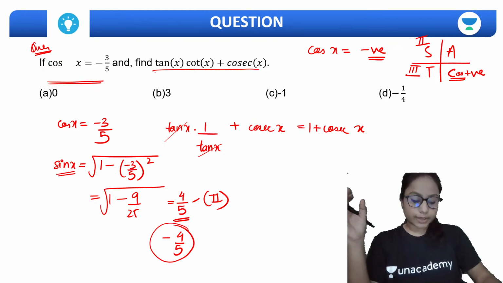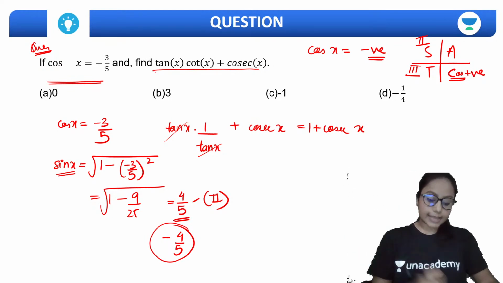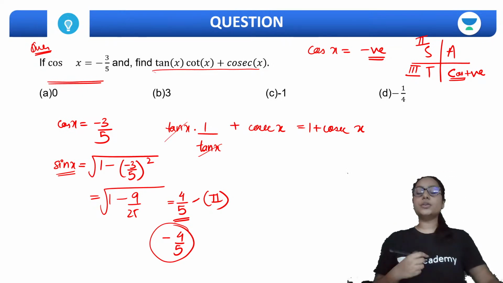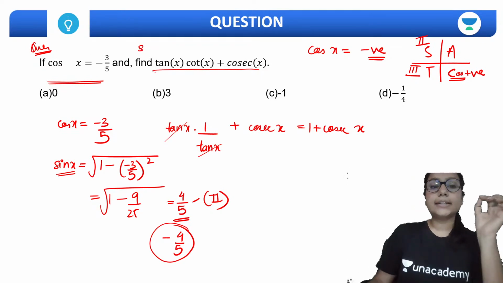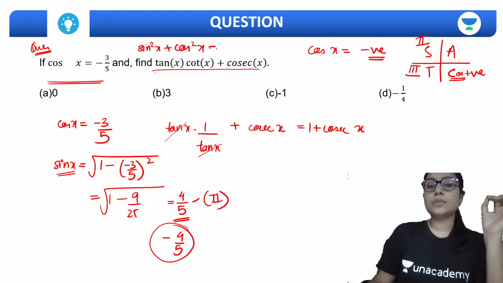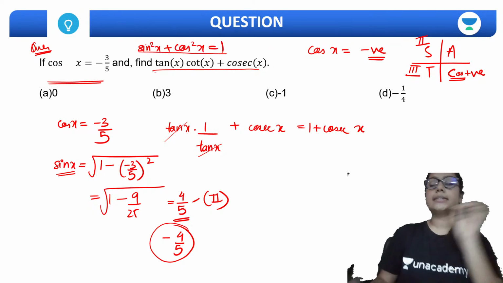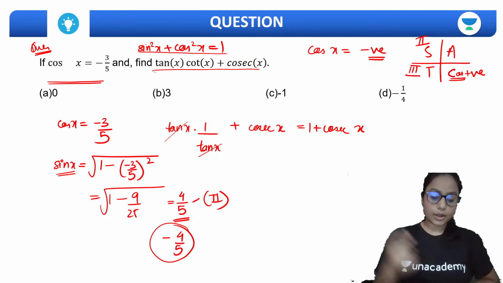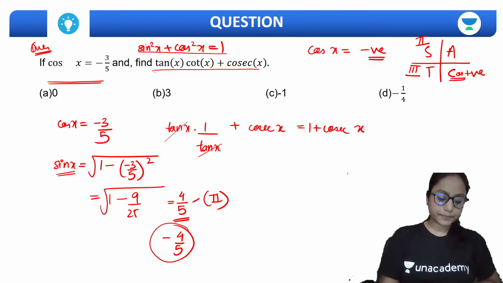Understood, everyone? Yes, Anurag, you're asking which formula we have used here? I have used this identity: sin square x plus cos square x is equal to 1. Okay, this is the identity we have used. Alright, is this clear, everyone?